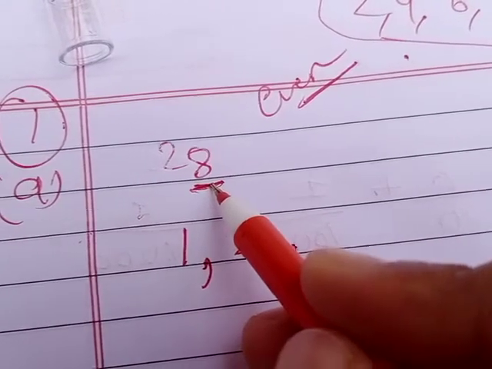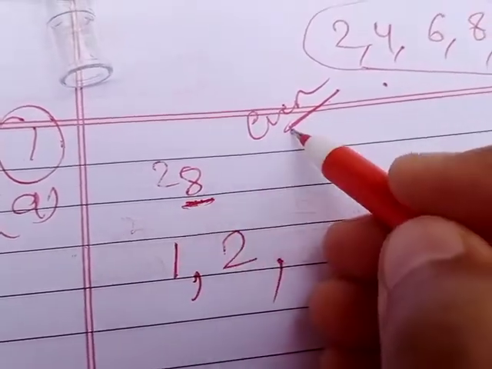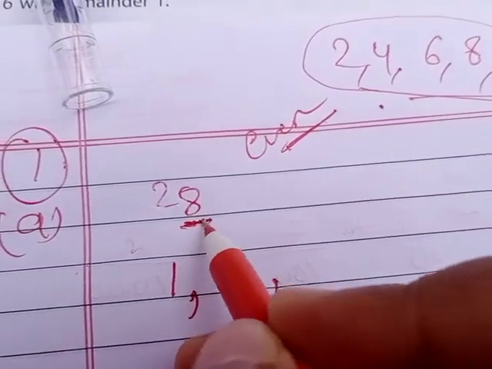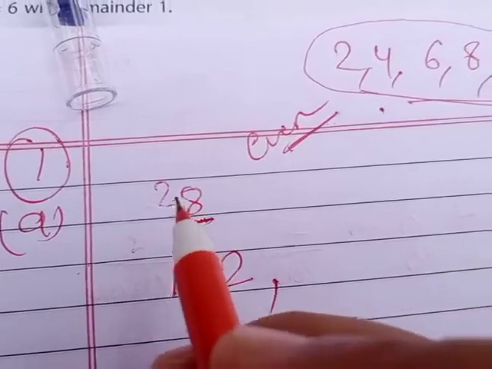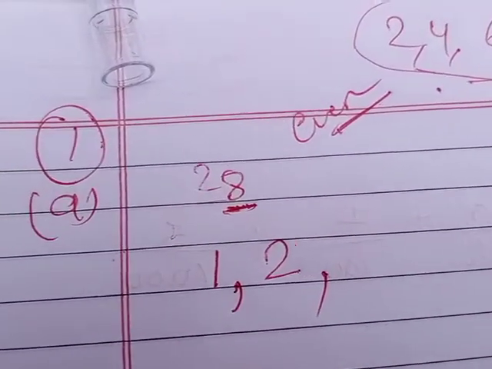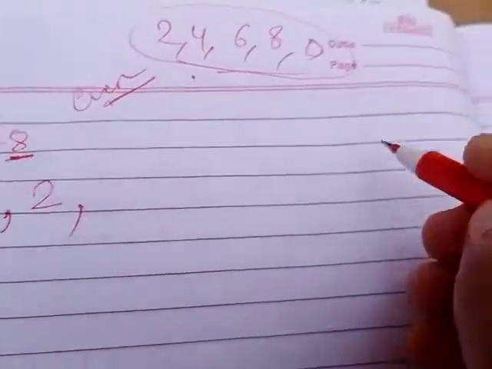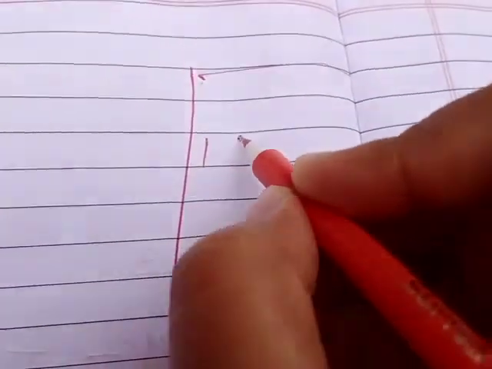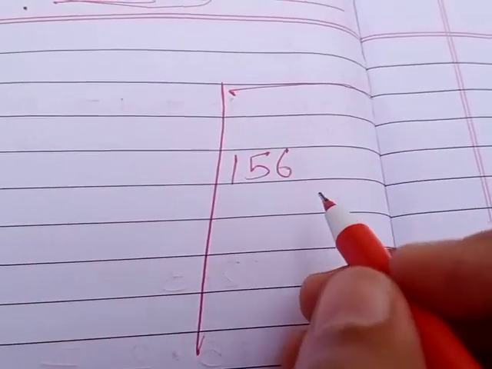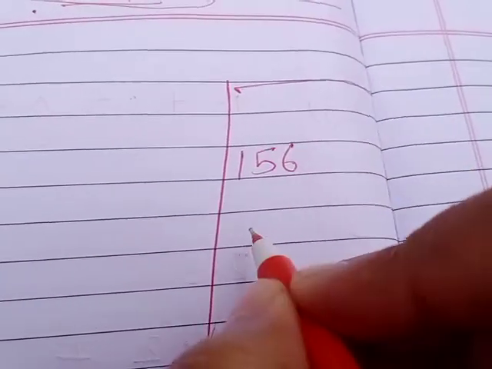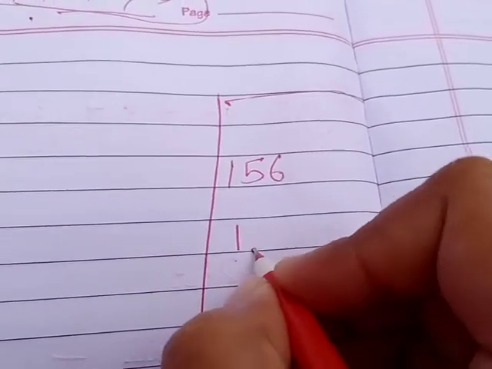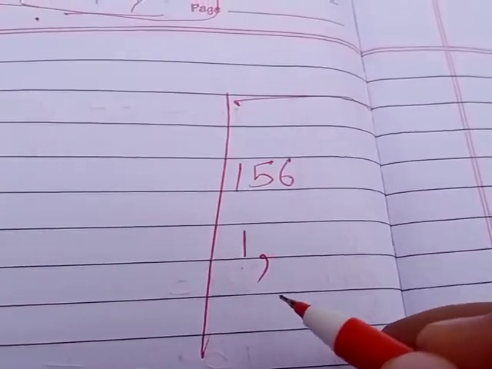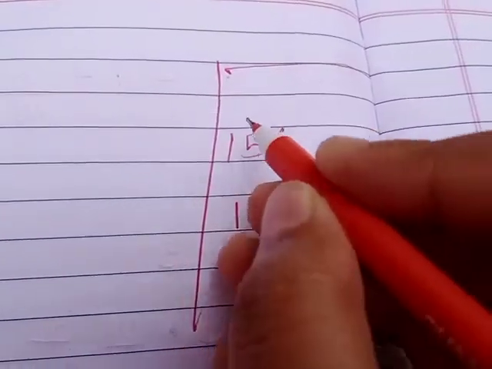This is the ones place and the ones place is 8. 8 is an even number. You can see here, right? So if this 8 is even, this means that 28 will definitely be divisible by 2. Suppose, for example, we have to write the factors of 156. So the first factor will always be 1. Now, how can we say that 2 is also a factor of this number?